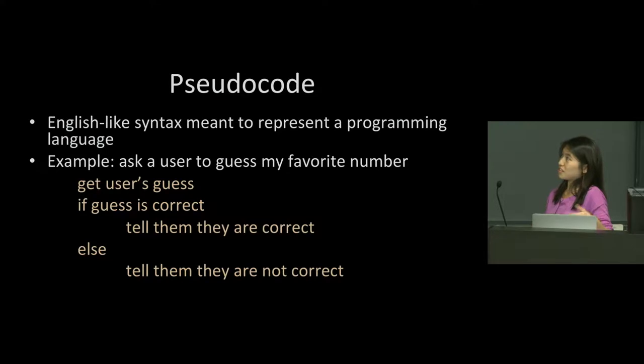So all algorithms can also be written in pseudocode. Pseudocode is just an English-like syntax used to represent a programming language. For example, if we wanted to ask a user to guess my favorite number, we might have pseudocode as such. Get a user's guess. If the guess is correct, tell them they're correct. Else, tell them they're not correct. And pseudocode is a way of easily representing an idea or an algorithm.